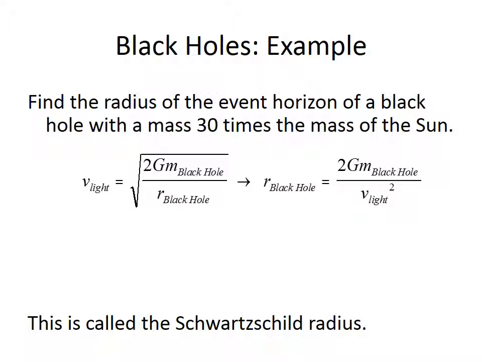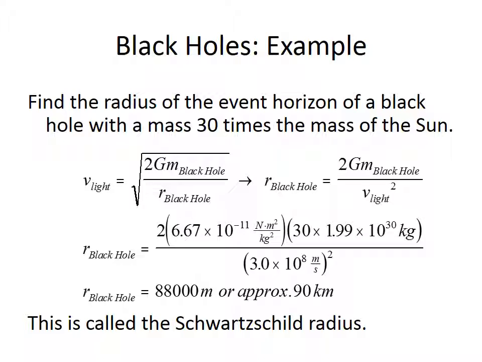Well, if our escape velocity is the velocity of light, we're going to use that in our equation for escape velocity. M is going to be the mass of the black hole, 30 times the mass of the Sun. And R is what we're going to look for, the radius of the black hole, sometimes called the Schwarzschild radius. Event horizon, Schwarzschild radius, they're the same measurement. Putting in our numbers, we find that the radius of the black hole is only about 90 kilometers. We've got a mass 30 times the mass of the Sun in a space smaller than 90 kilometers. That's what we mean by incredibly dense.